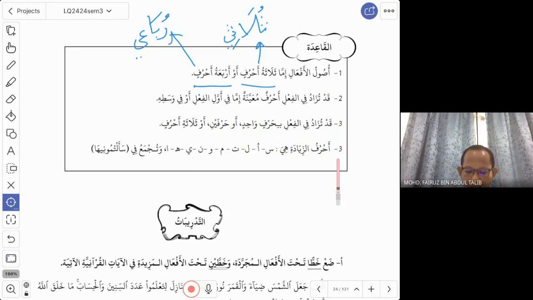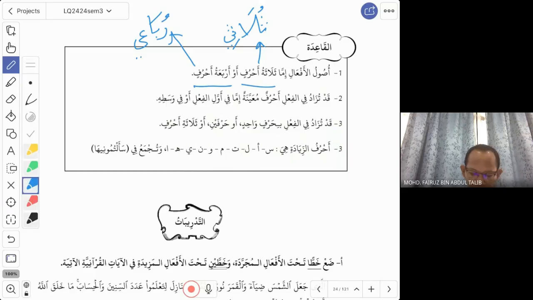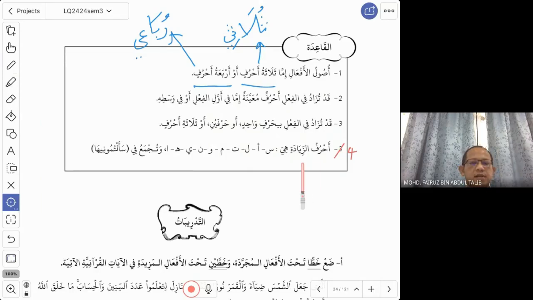Now, this is number 4. And number 4, raqam arba'ah, ahrufu ziyada. Okay, so now they want to tell you what are these additional letters. Ahrufu ziyada, ahruf, letters, ziyada, additional. So what are these additional letters that you will sometimes see in the fi'l? Here, the additional letters are sin. The first letter that you will see is sin. Sin, alif or hamzah. Sorry, this is hamzah.